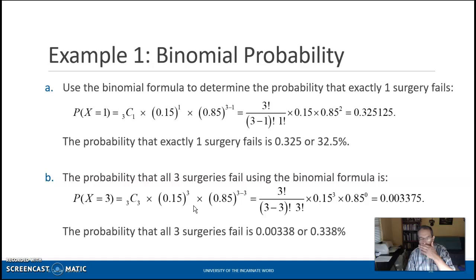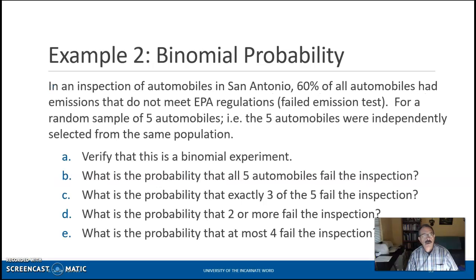All right, so this is an example that we looked at before, but now we're using the binomial formula to calculate the probabilities. Let's look at another problem. In an inspection of automobiles in San Antonio, 60% of all automobiles had emissions that do not meet the EPA regulations. That means they failed the emissions test. For a random sample of 5 automobiles, that is, 5 automobiles independently selected from the same population, they're asking us to, number one, verify that this is in fact a binomial experiment. They're asking us to find the probability that all 5 automobiles failed inspection, the probability that 3 of the 5 failed inspection, the probability that 2 or more failed inspection, and the probability that at most 4 of them failed inspection.